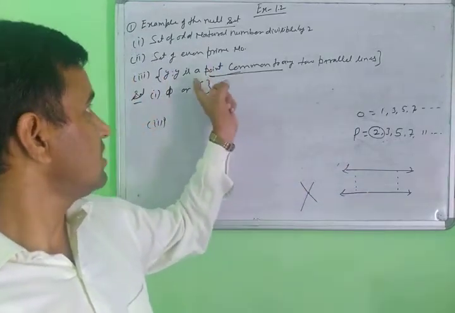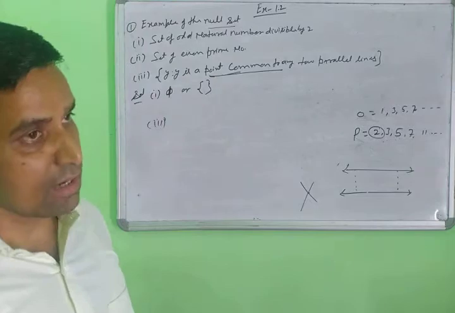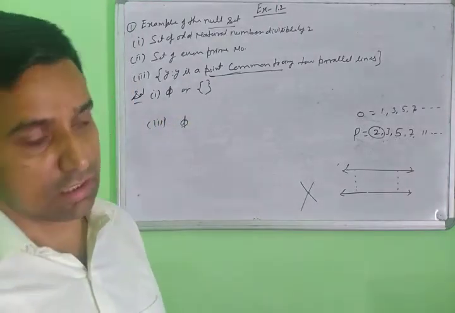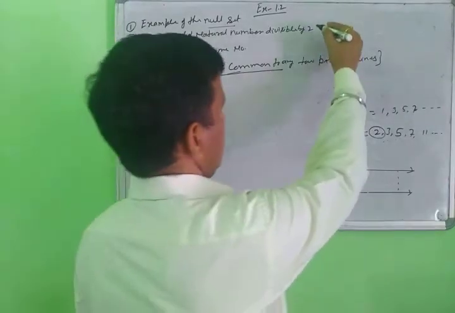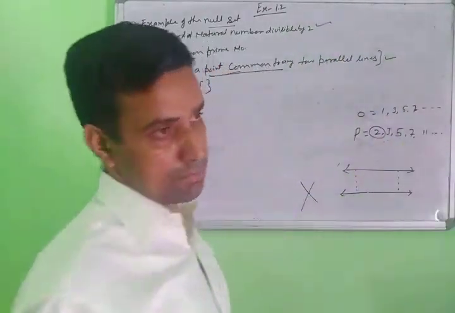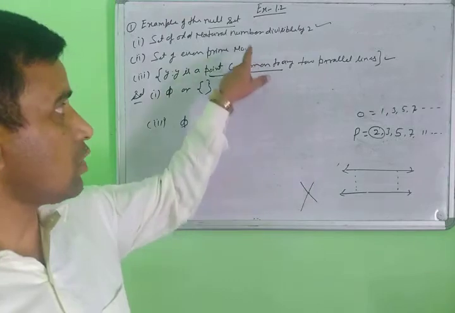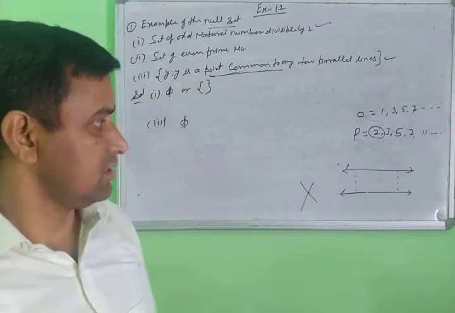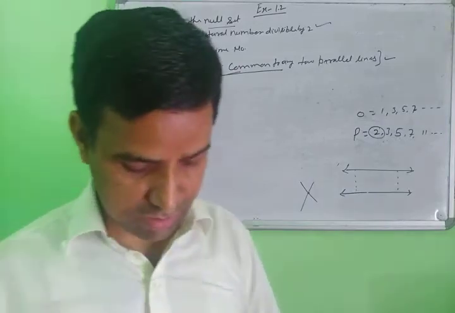So the third part is an example of the null set. The first part and the third part are examples of the null set. The second is not the null set because 2 is a possible even prime number. Yes, note that down, and then the next question.